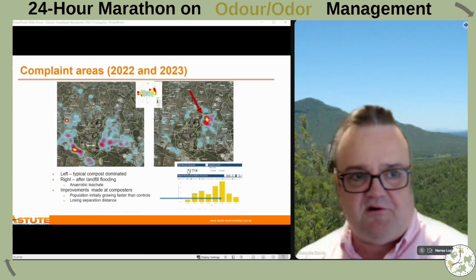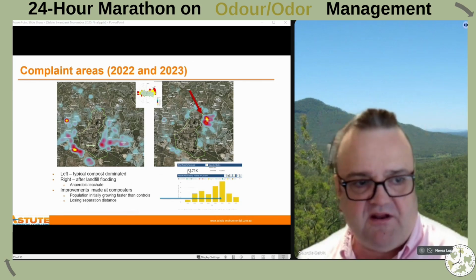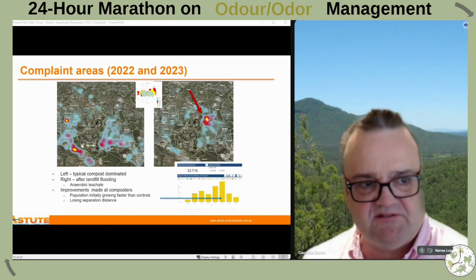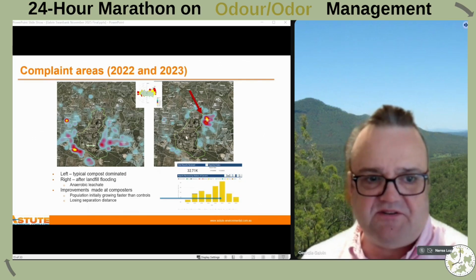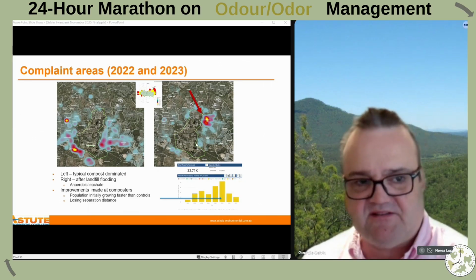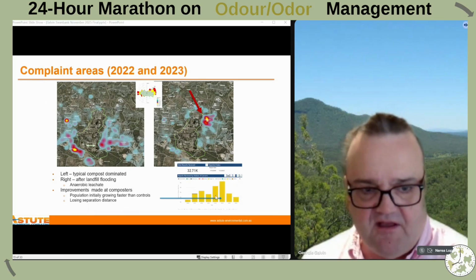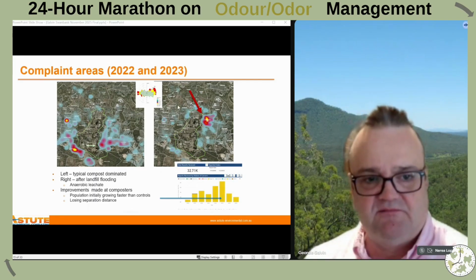Looking at the complaints over time, so left is what we call compost dominated complaints. You can see the complaints on the southern end where you have the landfills and a couple of large scale composters. And 2023 changed the mix. You were still getting complaints to the south, but you can see here where the landfill flooded and the complaints went through the roof. And that's when we got to about 8,000, I think it's 8,000 complaints in a year.